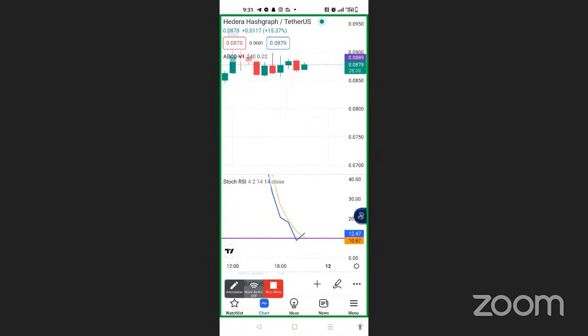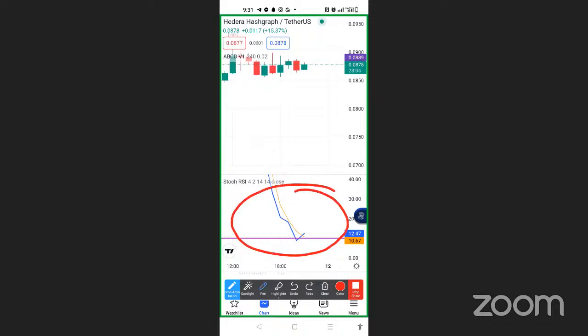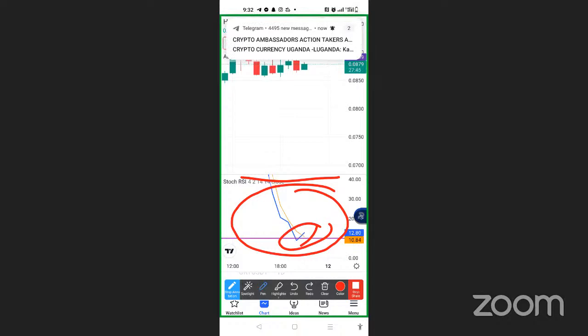We should get in the market when the stochastic RSI is in the oversold area, that means below 50, the middle line. But also the stochastic RSI must be pointing up. The stochastic RSI must be pointing up, ladies and gentlemen.